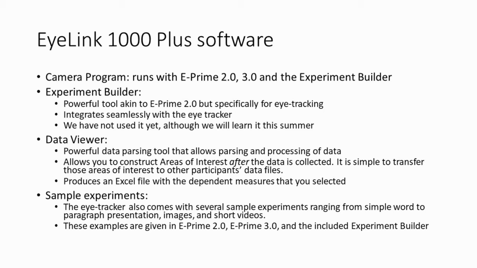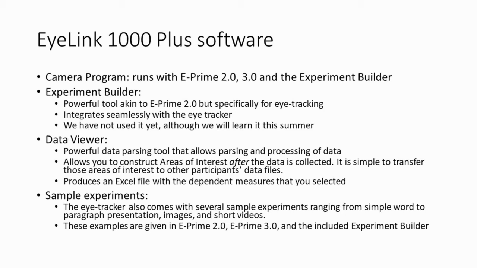It works with E-Prime 2 and 3, as well as the Experiment Builder it came with. So this Experiment Builder is a very powerful tool. It's akin to E-Prime, but it's specifically for the eye tracking program. We haven't used it yet, although we will learn it this summer. It's sort of like E-Prime, but you're just dragging pictures of different functions you want. And there's a lot of pictures, so we haven't dived into that.